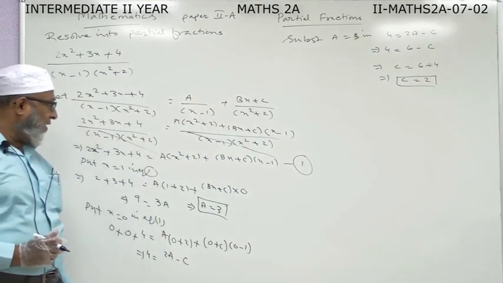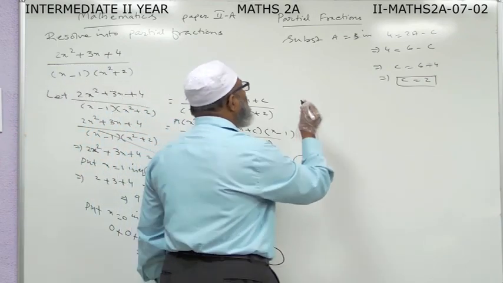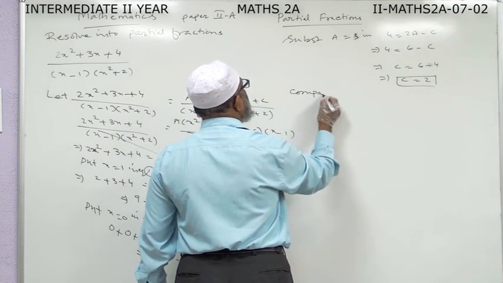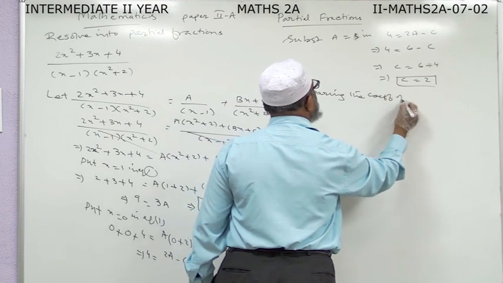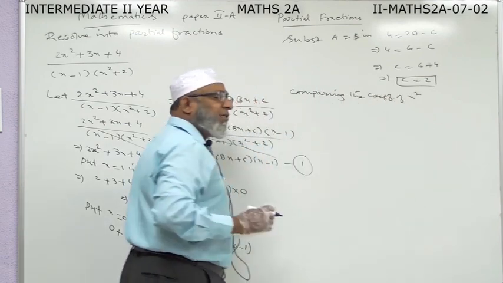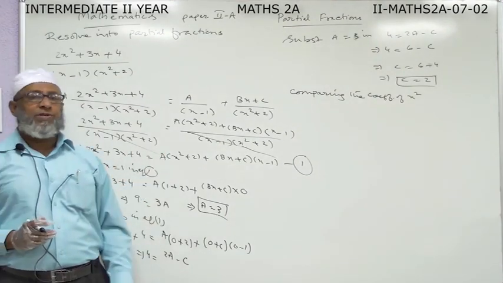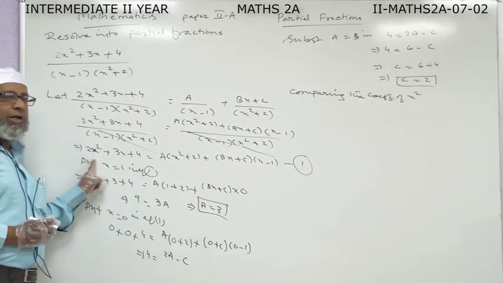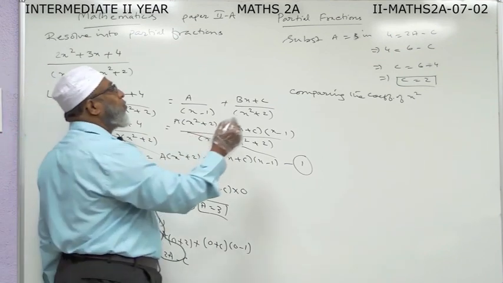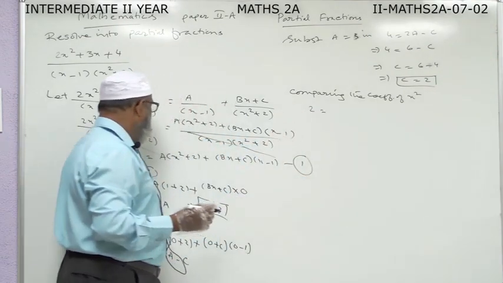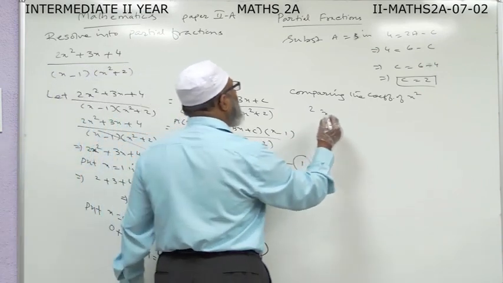Now, I have to get the value of one more constant, that is B. To get the value of B, what am I doing? Comparing the highest coefficient. Comparing the coefficient of x square. In equation 1, you have to see the highest coefficient. The highest power of x is x square. The coefficient of x square is 2. 2 is equal to, now, what is this? X square. What is the coefficient? A. So the coefficient is A.